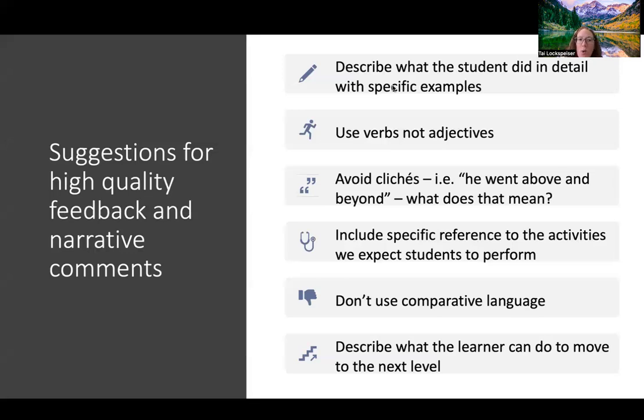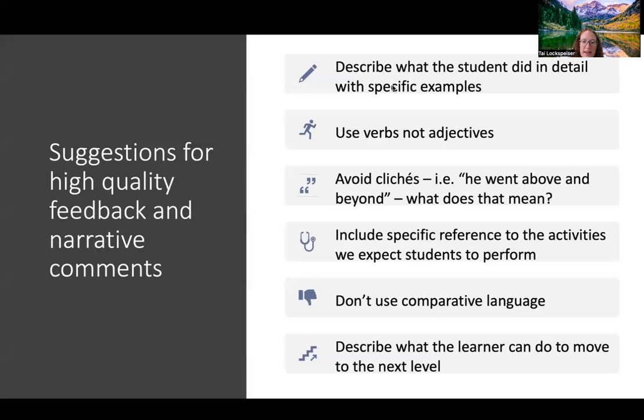In addition, we don't want you to compare students to other students or provide grades or say something like the student performed as an intern. What I do is when I find myself using an adjective or comparative language, I think to myself, what particular behaviors did the student demonstrate that made me think that they were performing at the level of an intern?